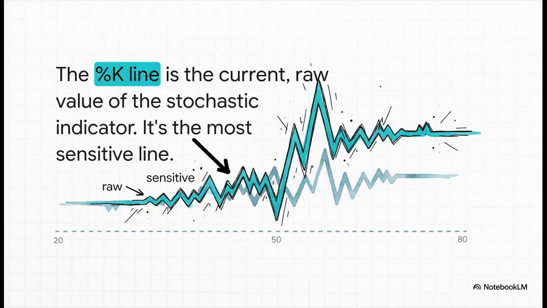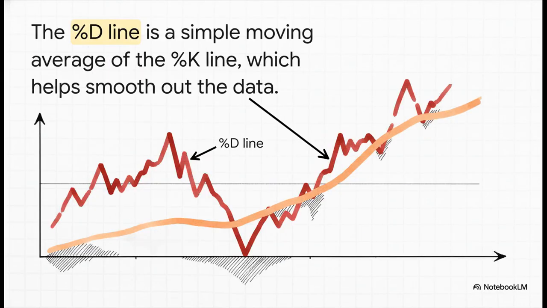Now, when you look at the oscillator, you'll see two lines. The first one is what we'll call the fast line. This is your real-time, right-now snapshot of momentum. It's the most sensitive part of the indicator. The second line is the slow line. Think of this one as the backup singer. It's basically a smoothed-out average of the fast line, and its job is to help confirm the bigger, more stable trend in momentum by filtering out some of the day-to-day noise.